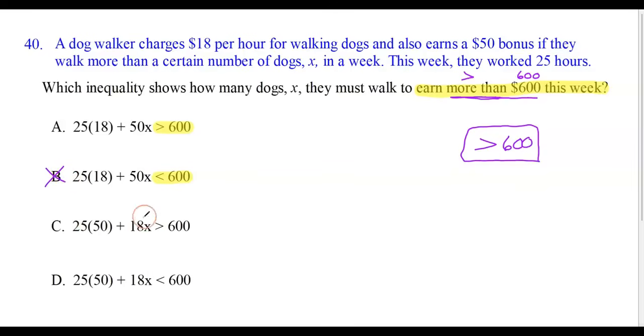What about C? Yep, C has this piece in it right here. So I keep C. What about D? Greater than 600. Nope, this has a less than 600 right here. So D is gone.